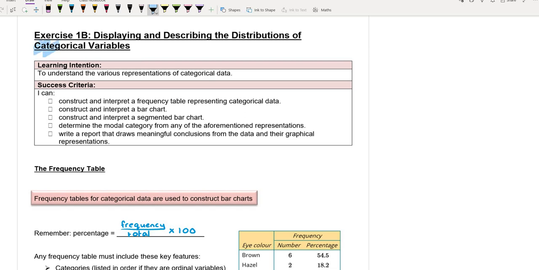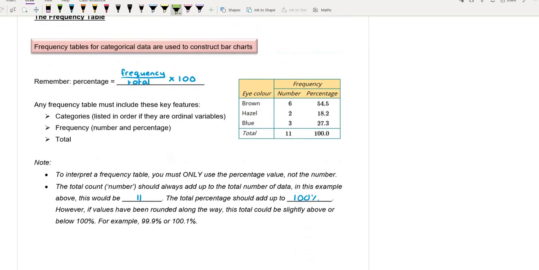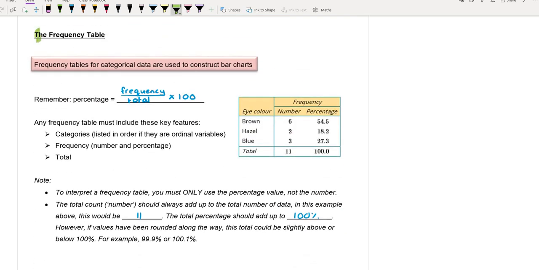In this video, we're focusing on categorical variables, specifically for displaying them in tables and graphs and describing the distribution of categorical variables. So starting off displaying categorical variables, we have the frequency table, which you're quite familiar with. It looks like this, and it has frequency. We have it in numbers, and we also have it in percentage. And on the other side, we have the category that we're dealing with.